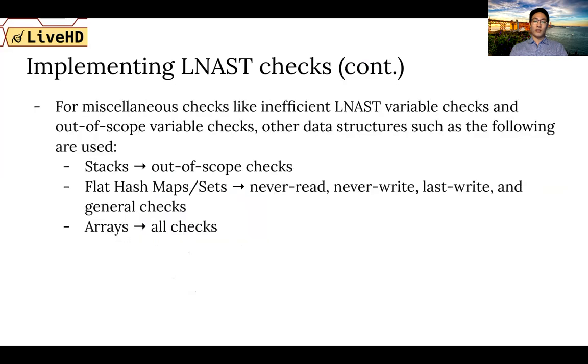For miscellaneous checks like inefficient LNAST variable checks and out-of-scope variable checks, it became necessary to use data structures like stacks for out-of-scope variable checks, flat hash maps and sets for never read, never write, last write, and general variable checks, and arrays for all variable checks.